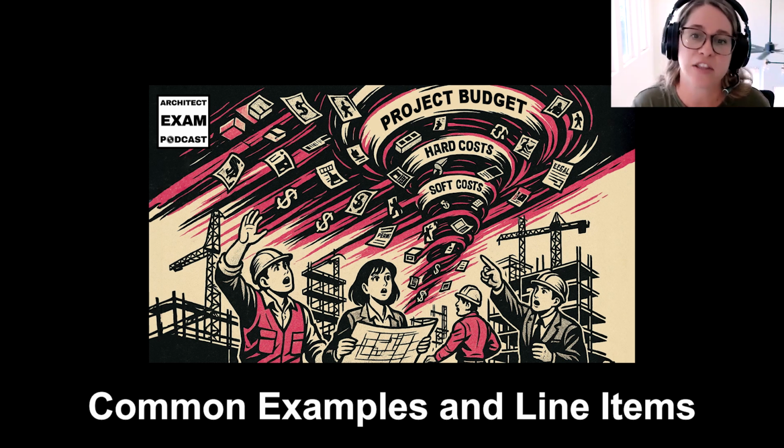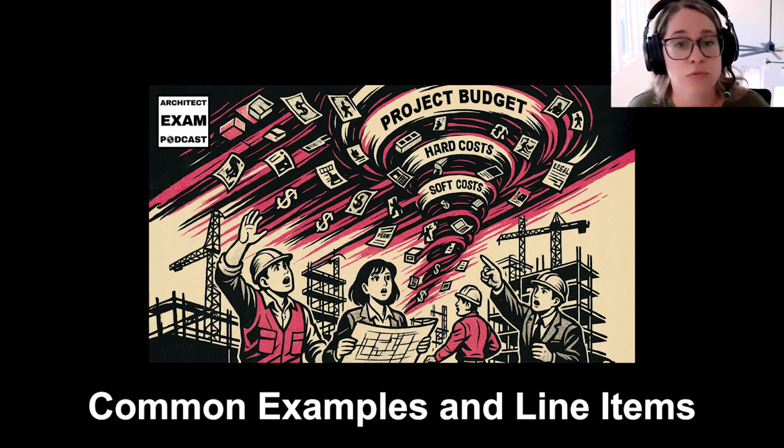Insurance and bonds protect the project, but they don't physically build it. This includes builder's risk insurance, professional liability insurance, performance and payment bonds. All of those are needed for a project, and they are considered soft costs.